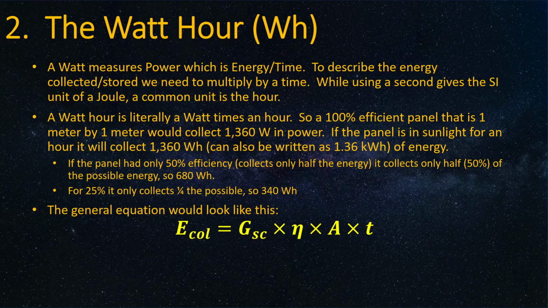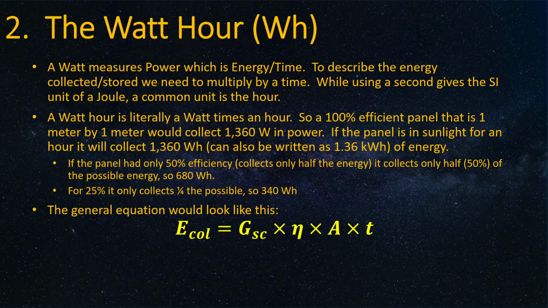If that panel did not have 100% efficiency and only had 50% efficiency, that means instead of getting 1,360 watts of power, it would only get half of that. 50% is half, and so we would end up with 680 watts. In 1 hour, that would equate to 680 watt hours. And then if it only collected 25% efficiency, then that would knock it down to 340 watt hours. Again, take your watts that you're getting and multiply it by the hours, and you end up with watt hours.